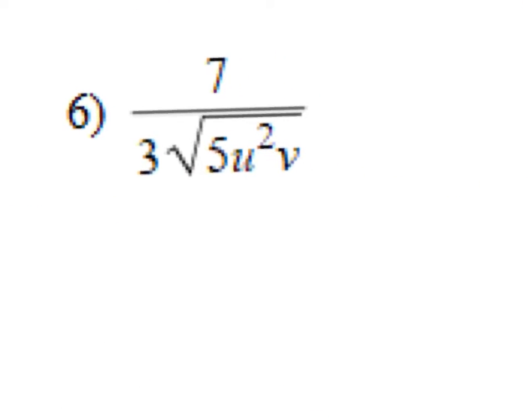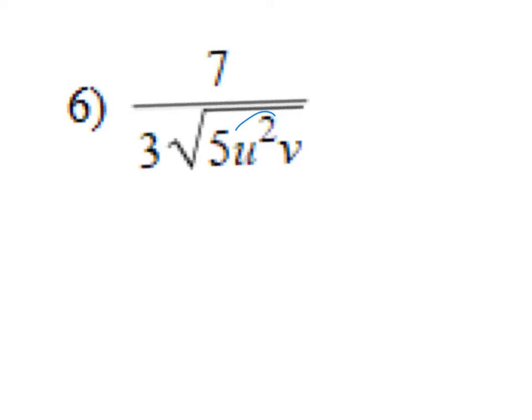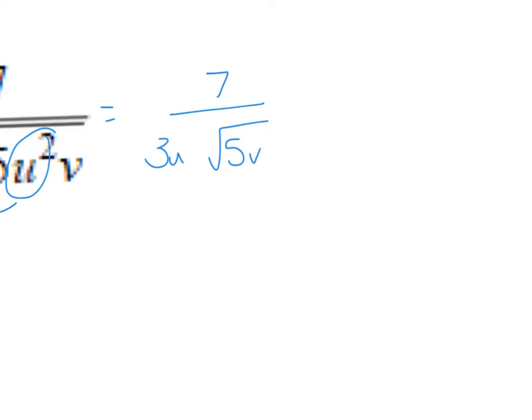Okay, so on this one, nothing I can really reduce. Well, I guess I could. I could go ahead and do this u squared, and I could go ahead and move that out. So technically, I would have a 7, a 3u, and then a 5v left here. Now, I'm going to go ahead and multiply by 5v on top and bottom.